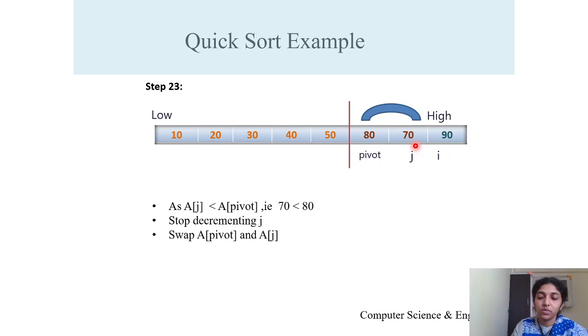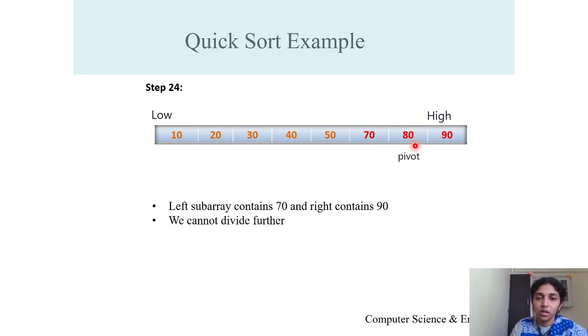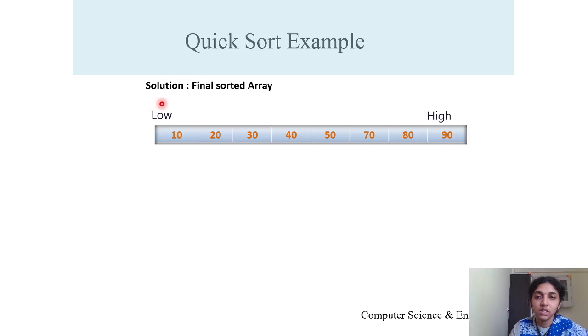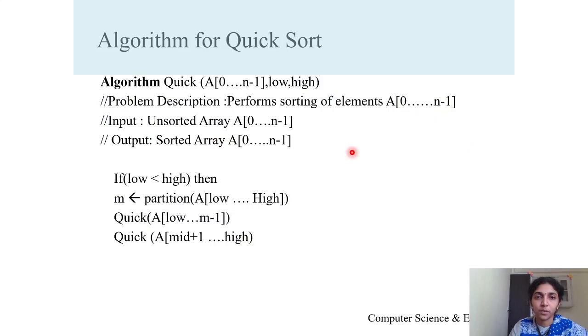I hope till now the concept of quicksort is very clear for you. Now we can see that the pivot has been given its exact position, and the left subarray, that is 70 and 90, is properly sorted. So we cannot divide it further, and all the array elements are sorted neatly. This is the final sorted array you will get at the end of the quicksort program. Got it? So this is the logic behind solving quicksort.